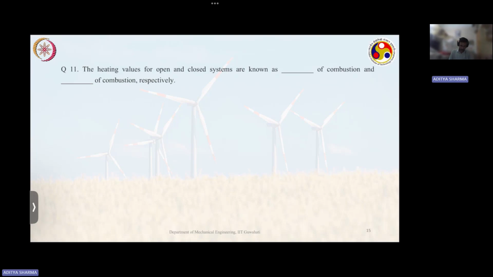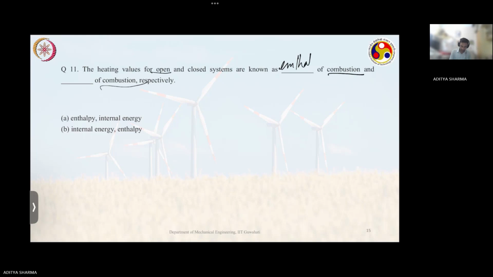So we'll quickly just go through the questions. Question number 11 says that heating values for open and closed systems are known as dash of combustion and dash of combustion. So for your open system, this is enthalpy, and for your closed system, this is internal energy. So option A is correct. So this was question number 11.